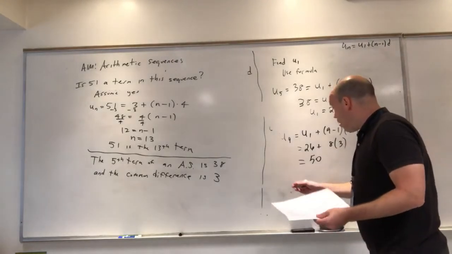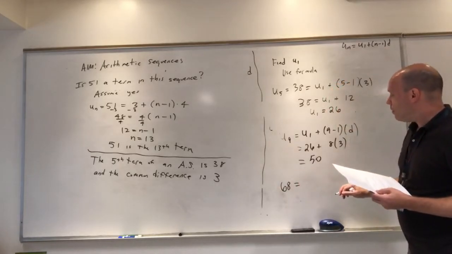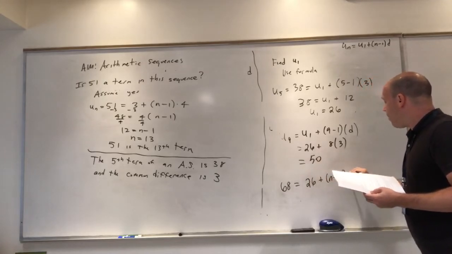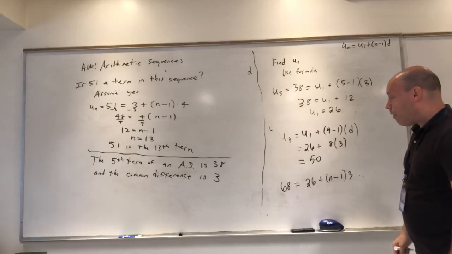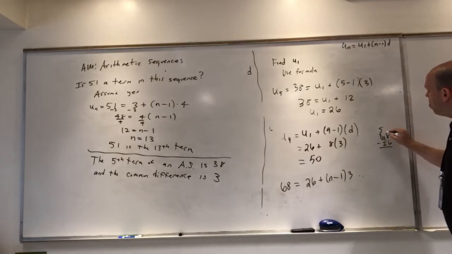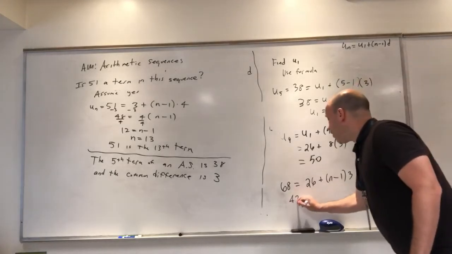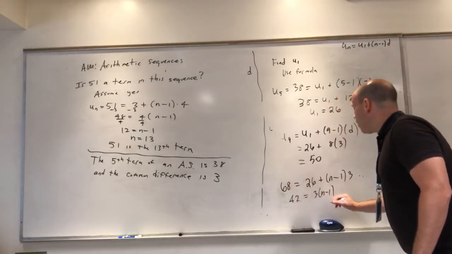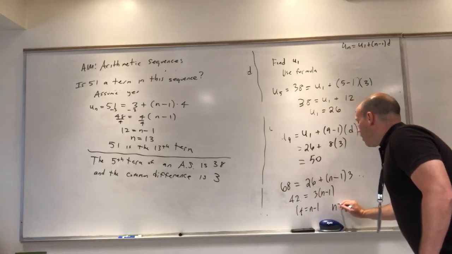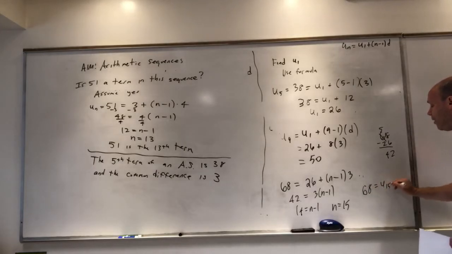Well, I don't know. Let's see. 68 is equal to 26 plus n minus 1 times 3, right? Okay, 68 minus 26. Oh, I don't need subtraction. Whoops, 42. 42 equals 3 times n minus 1. 42 divided by 3 is 14. n equals 15, so 68 is the 15th term of the sequence.